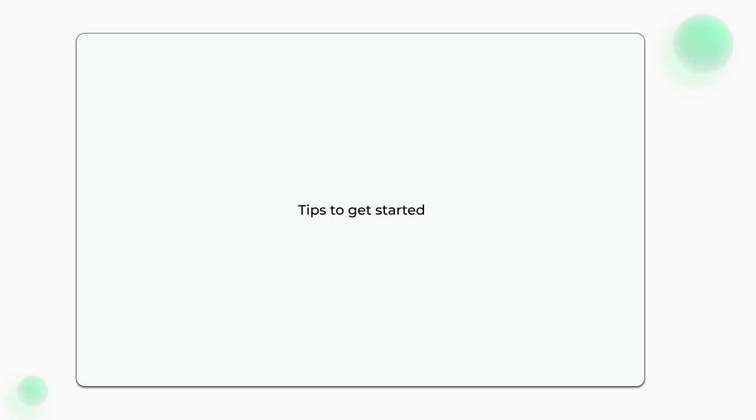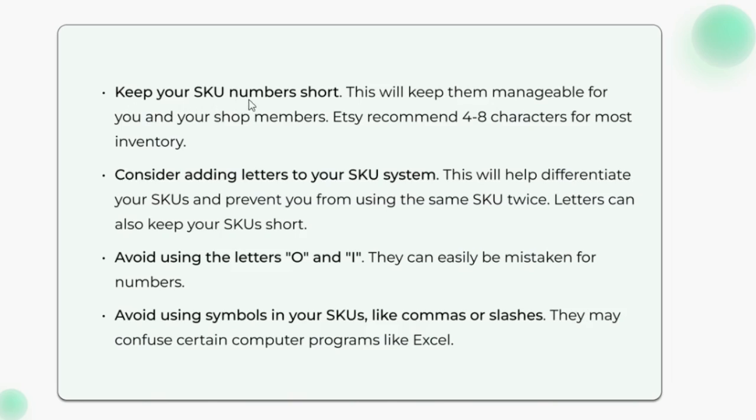Tips to get started with SKUs. Keep your SKU numbers short. This will keep them manageable for you and your shop members. Etsy recommends 4 to 8 characters for most inventory.